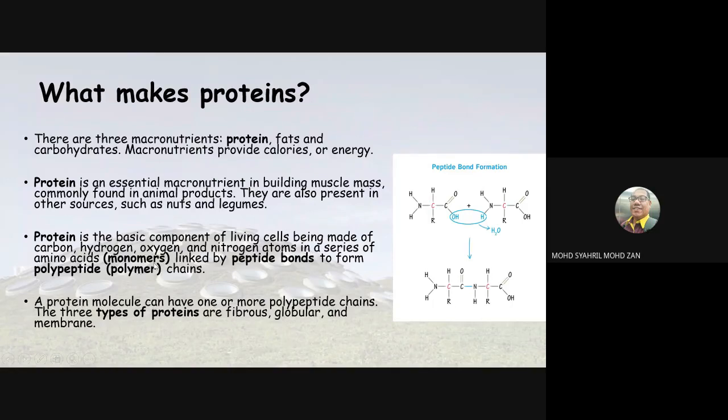Okay. In a series of amino acids, what we call monomers, linked by a special bond, what we call a peptide bond, and form a polypeptide polymer. A protein molecule can have one or more polypeptide chains. The 3 types of proteins are fibrous, globular, and membrane.